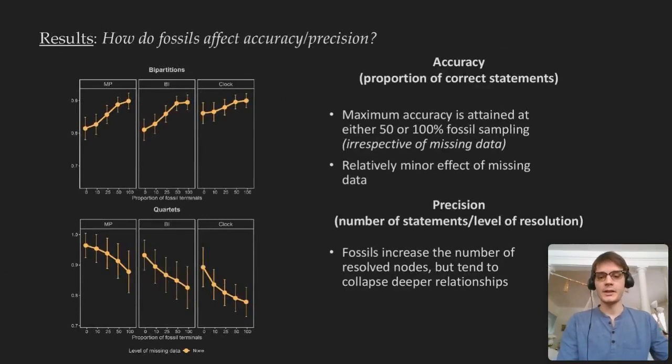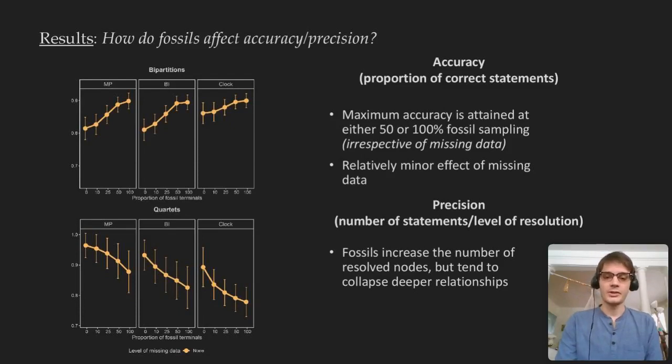For precision, and here we're dealing with the overall number of statements that a tree is making, or some general level of resolution of these topologies, we see an interesting pattern: on the top for bipartitions an increase in precision, and on the bottom a decrease in precision if we measure it using quartets.